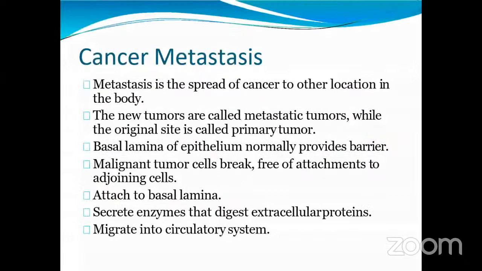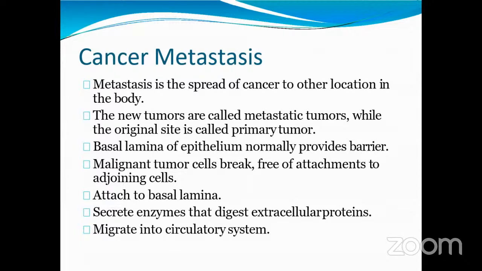So cancer metastasis. Metastasis is the spread of cancer to another location in the body. The new tumors are called metastatic tumors, while the original site is called the primary tumor. So it's the starting point where the cancer has come. That is called the primary tumor. And after metastasis, after the movement to another location, the tumor which develops again is called a metastatic tumor.